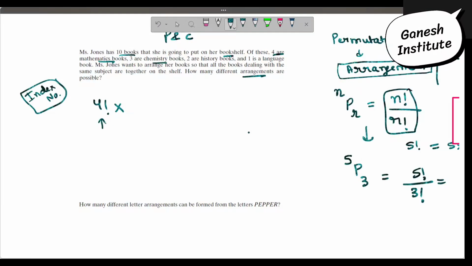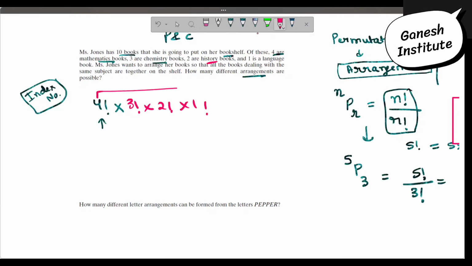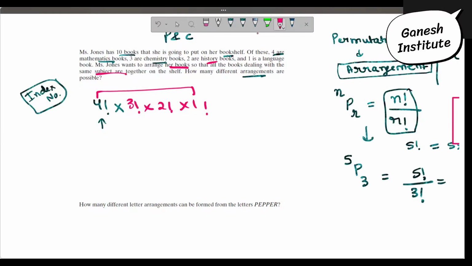Then for chemistry books, it will be 3 factorial. 3 factorial. For history books, 4 factorial. 2 factorial, 1 factorial. Now, the thing is, these are separately indexed, but she also has to arrange her books, same subject together on the shelf.